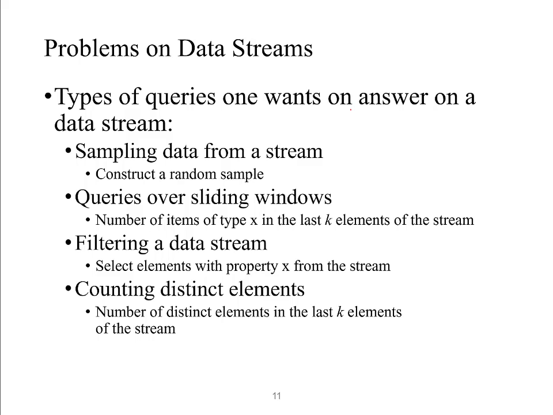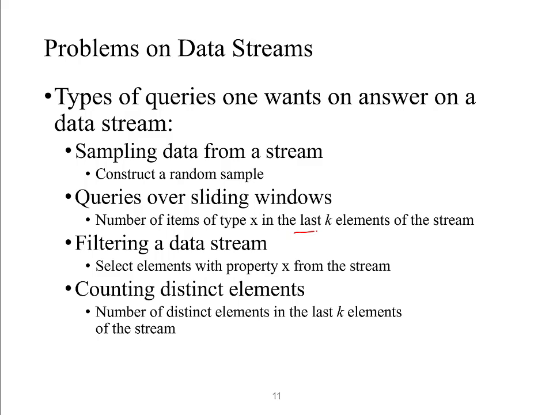Right? Queries over sliding windows: we want to know the number of items of type X in the last k elements of the stream. Filtering a data stream: we only want to have those elements with property X from the stream. And counting distinct elements: we want to know the number of distinct, or unique, elements in the last k elements of the stream.